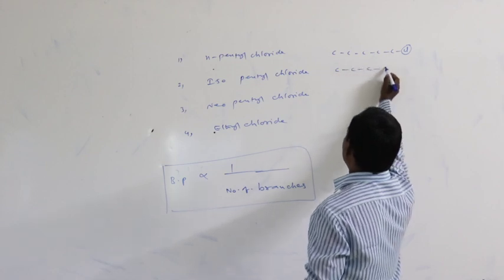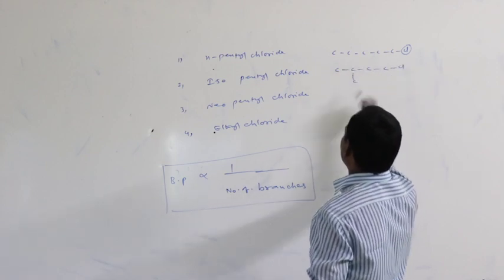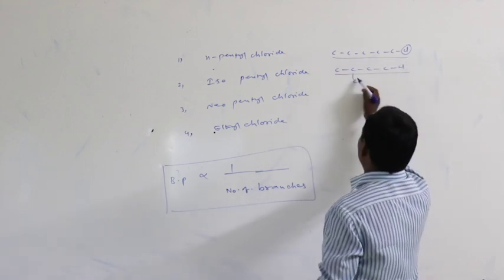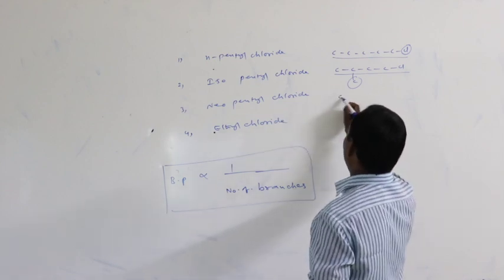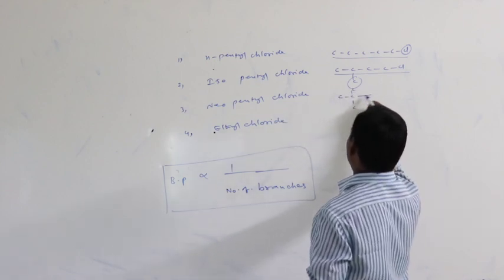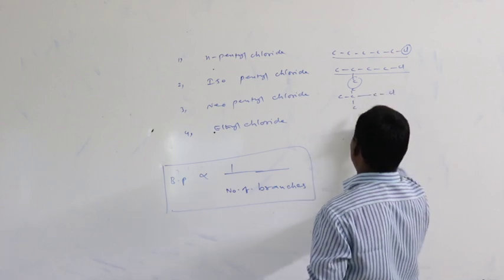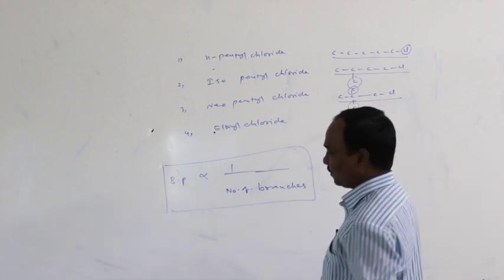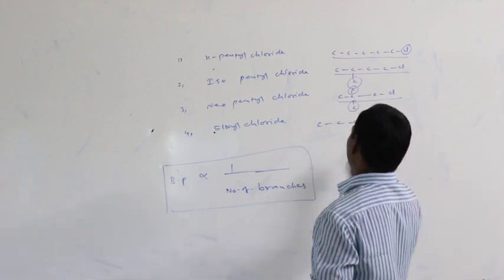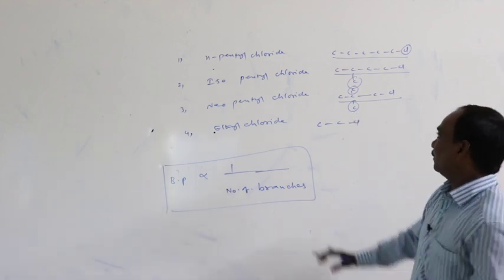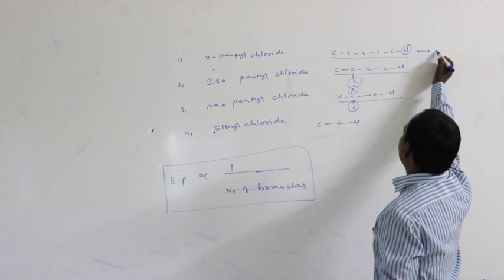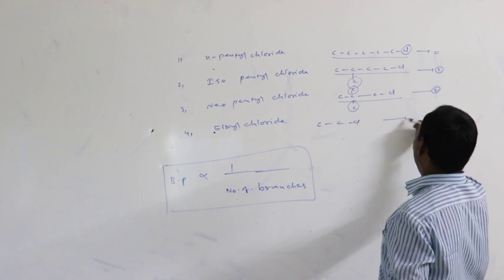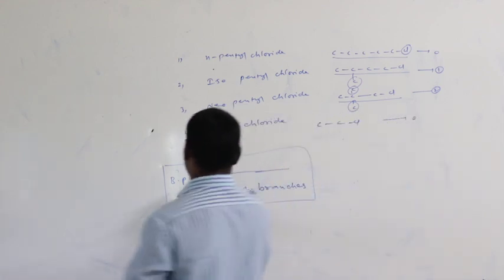Isopentyl chloride means carbon, here chlorine, this is CH3. Iso. Okay, long chain with one branch. Neopentyl chloride means carbon, carbon, here carbon, 3, 4, here 5, Cl. This is neopentyl chloride. It is the long chain, in this case 2 branches. Ethyl chloride is only just 2 carbons containing compound. So number of branches 0, here 1, here 2, here 0.